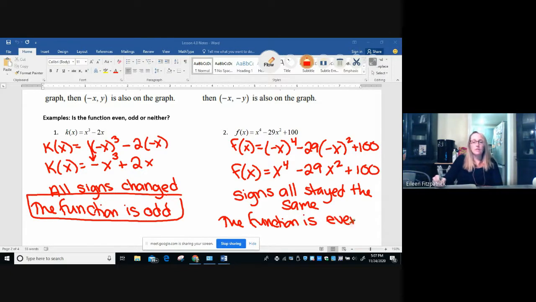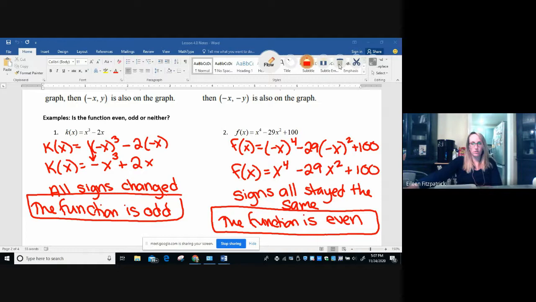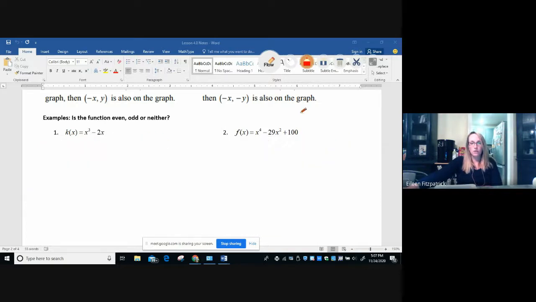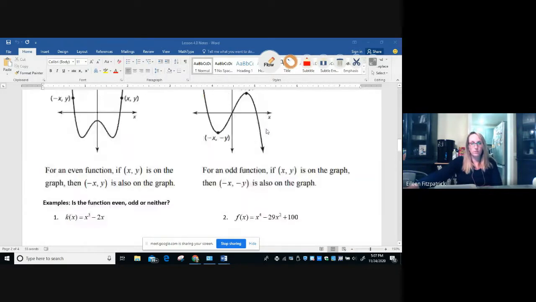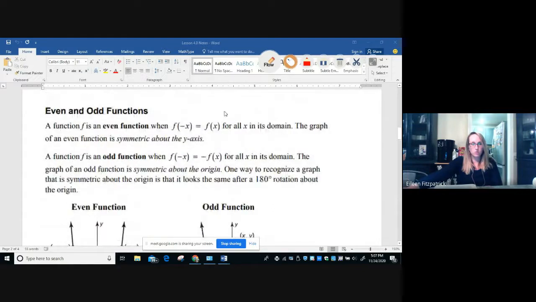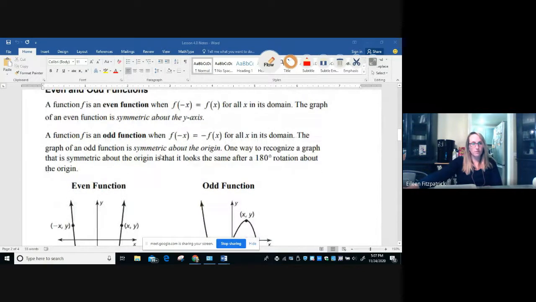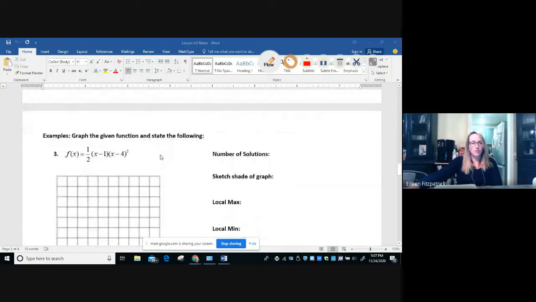But if some signs change and some do not change, then you would say it's neither. So all signs change means the function is odd. All signs stay the same means it's even. Some change, some don't change, you would say it's neither. Okay. And again, if you want to read a little bit more about even versus odd functions, there's more information listed right above.